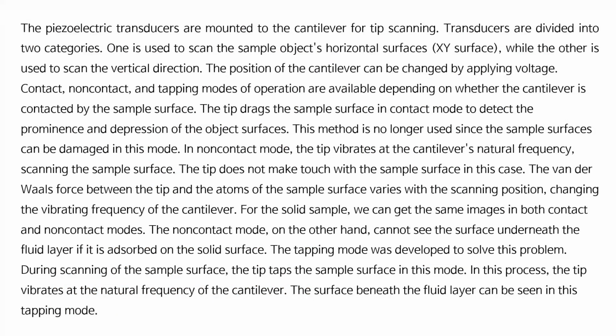The piezoelectric transducers are mounted to the cantilever for tip scanning. Transducers are divided into two categories. One is used to scan the sample object's horizontal surface, the XY plane, while the other is used to scan the vertical direction. The position of the cantilever can be changed by applying voltage.